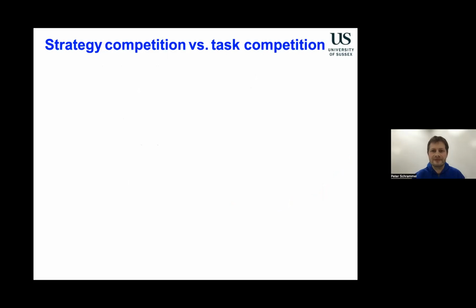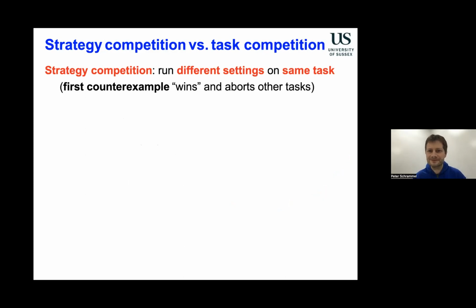There are different strategies for exploiting parallelism. One is called strategy competition, which we know from portfolio solvers that were quite successful at SMT competitions and also software competitions to a certain degree. You use the same tool with different settings on the same task, and the task is bug finding. So the first solver that returns a counterexample wins, and then you can abort all the other tasks. This is one way of parallelizing, which was highly successful.